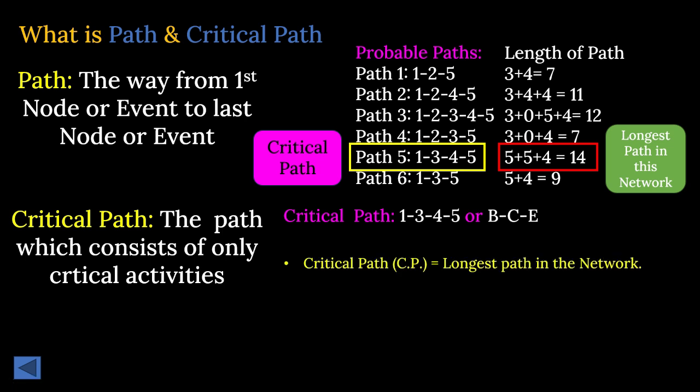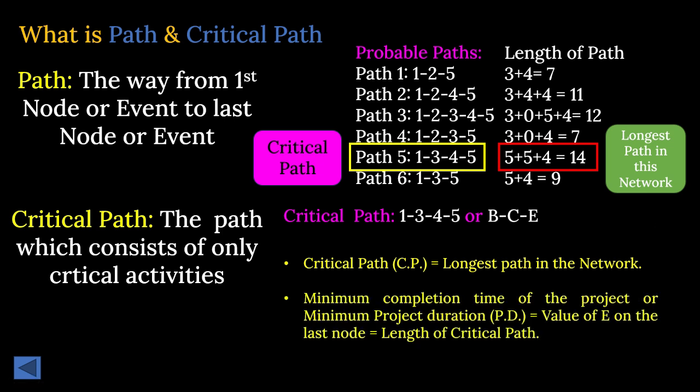So critical path, noted by CP, is equal to the longest path in the network. We can see that by simple calculation of path. Also, the minimum completion time of the project, or minimum project duration, is denoted as PD, which is the value of E on the last node. The value of E on the last node is equal to the length of the critical path.